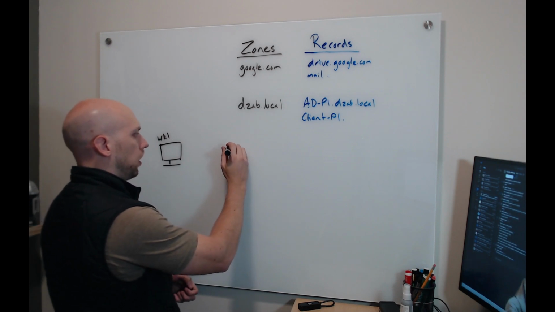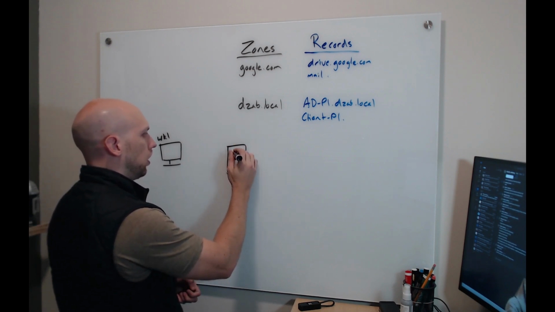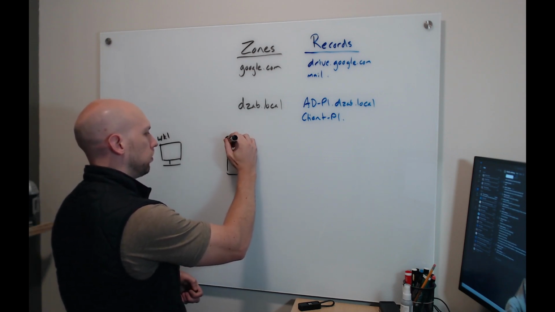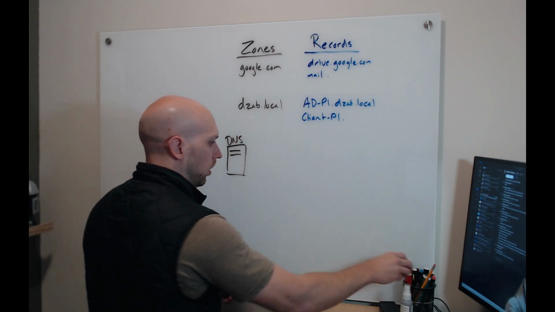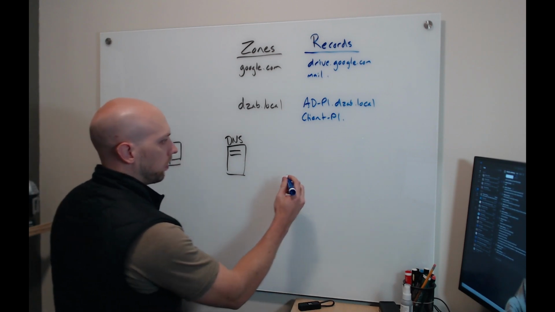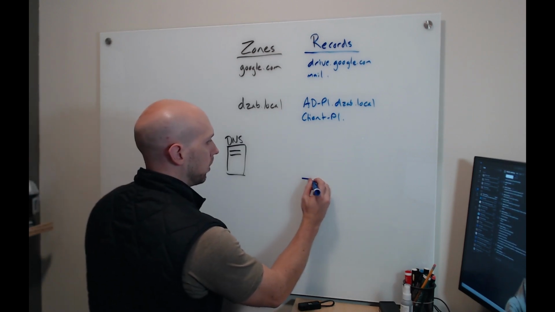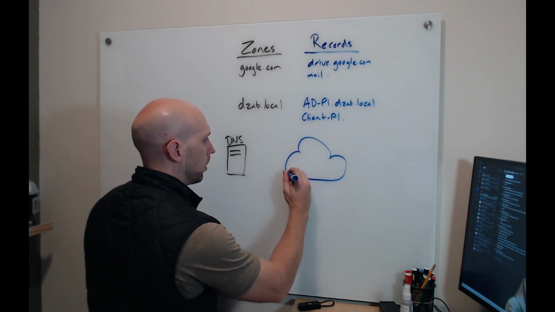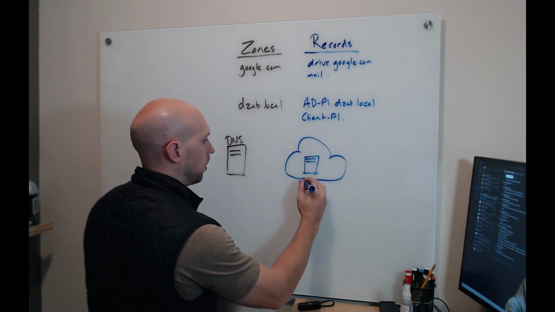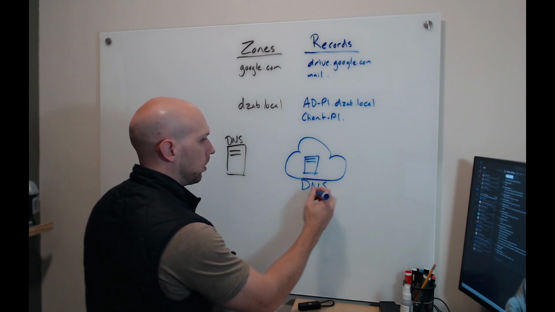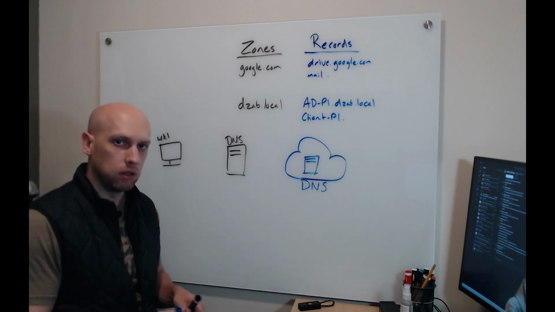We have our on-prem DNS server. And then from there, we've got our, let's see if I can draw a cloud for the internet. We have our external DNS server.